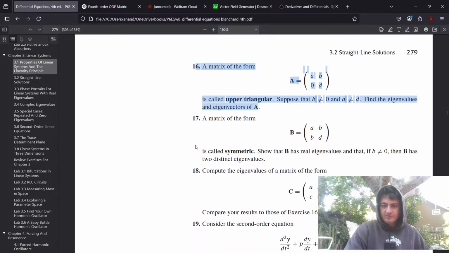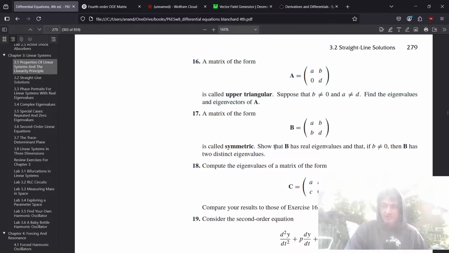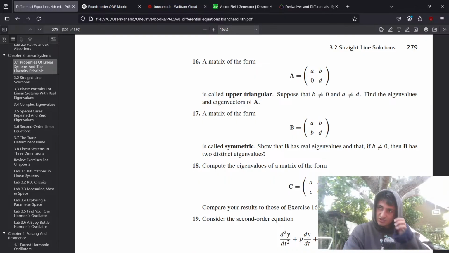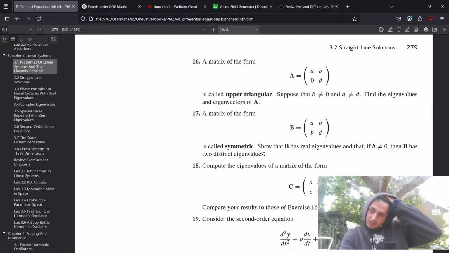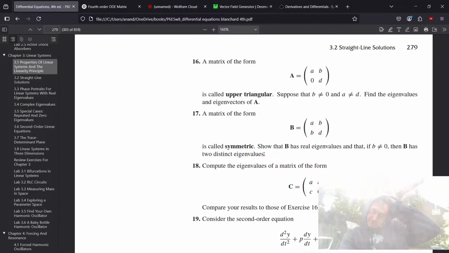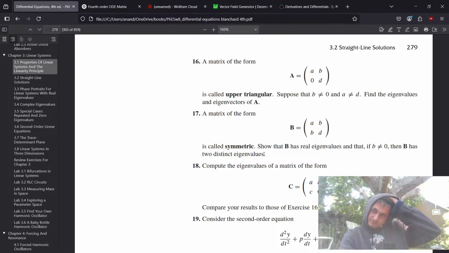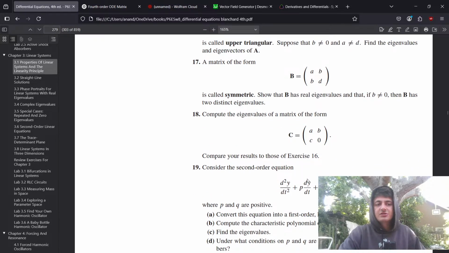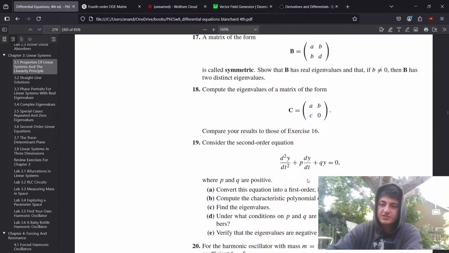Okay, a matrix of the form is called symmetric. Show that B has real eigenvalues and that if B is non-zero, then A minus lambda times D minus lambda minus B squared. Okay, 17 actually seems pretty good too. All right, now we're starting to get to the part that I like, because it was too slow of an intro with 3.1, but 3.2 is starting to treat you like an adult.